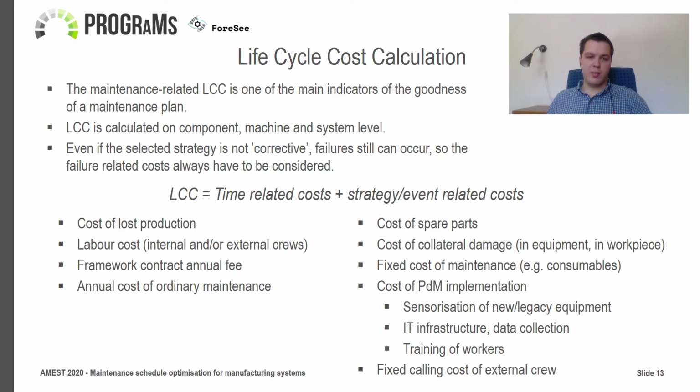The former one can be further divided into the cost of lost production, labor-related costs, and the annual cost of ordinary maintenance. For the strategy-related cost components, such as the cost of collateral damages, cost of spare parts, the fixed calling cost of external services, and the implementation cost of predictive maintenance are considered, but of course only when they are applicable.